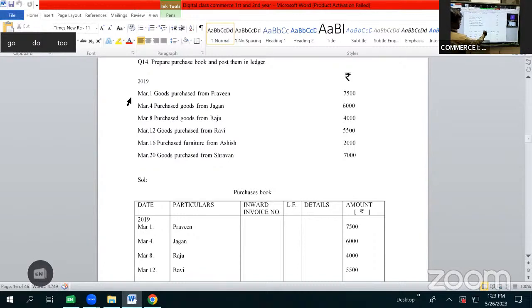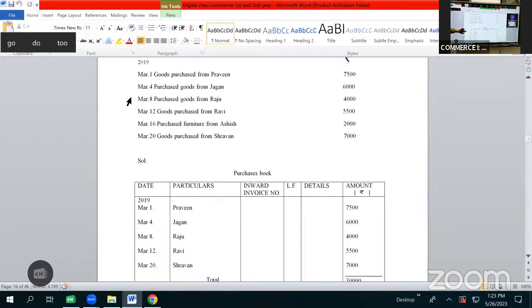Here is the solution. Here is the heading purchases book, the format for which is date, particulars, inward invoice number, LF, details, amount, rupees. First transaction is given on March 1 as 2019 March 1st. Goods purchased from Praveen 7,500. So the date will be taken as 2019 March 1, Praveen 7,500.